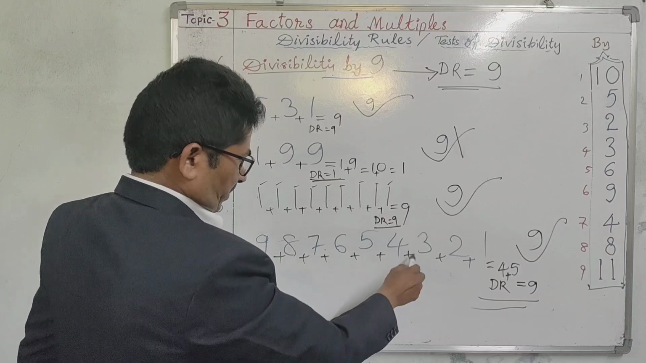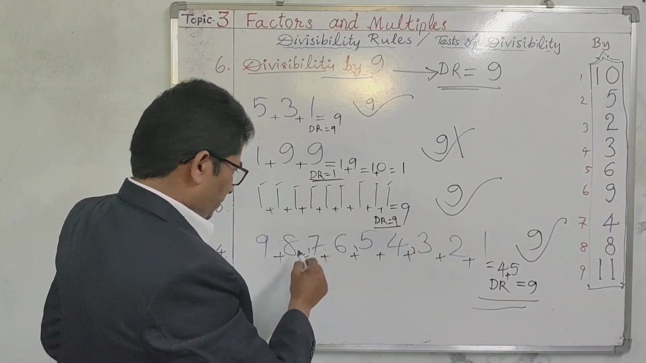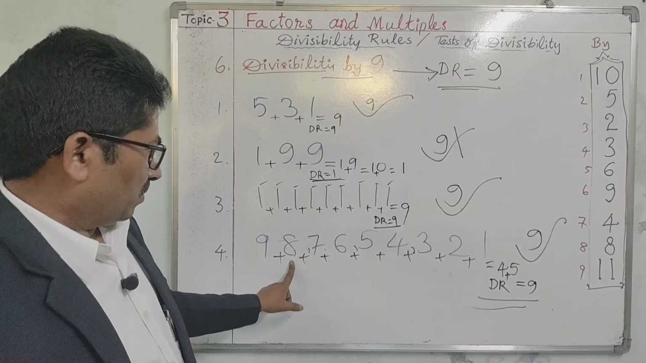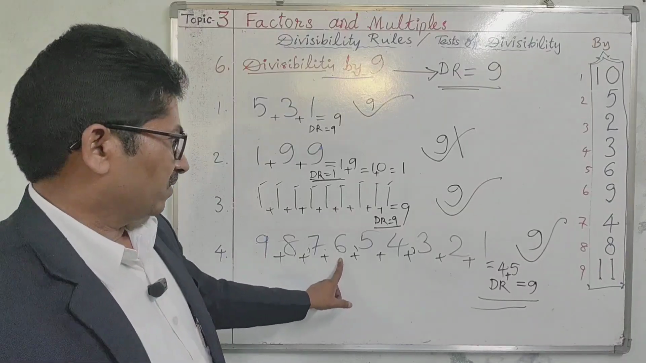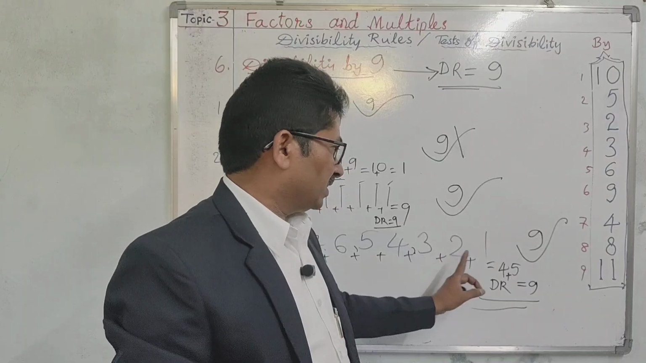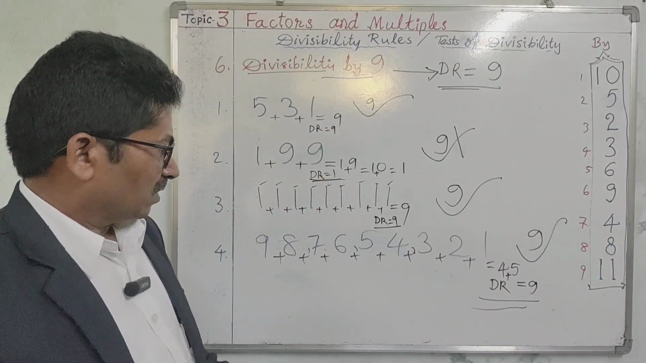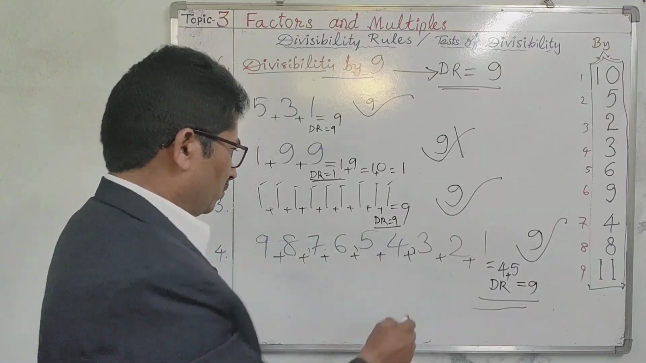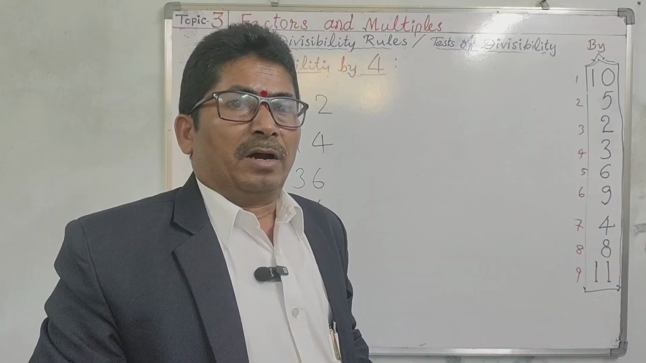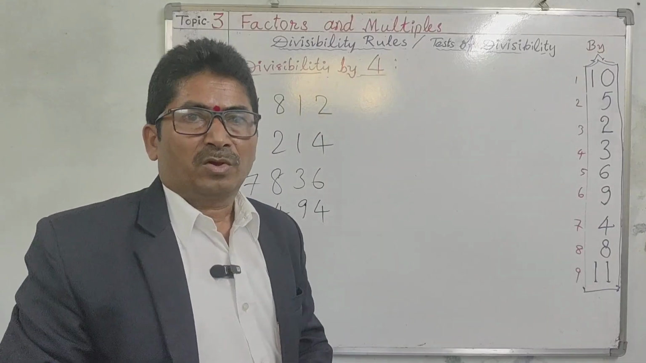So what is this number? You know already. This number is 98 crore 76 lakh 54,321. Next, 7, divisibility by 4.